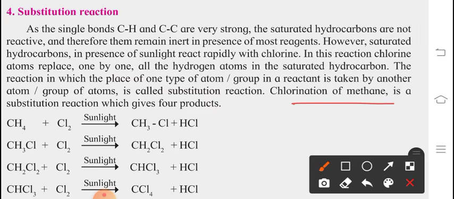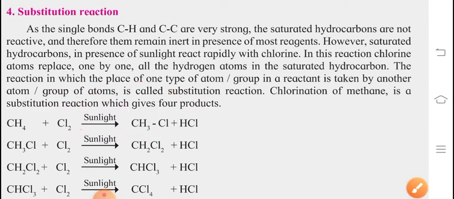So you can observe here we are taking CH4, which is methane, and we are adding in it Cl2, which is chlorine, in the presence of sunlight. Then what is the formation over there? CH3Cl and hydrochloric acid remain. So CH3Cl means instead of this H in CH4, Cl comes in and this H comes out. So that is chlorination. We can say it as chlorination or we can name it chloromethane.